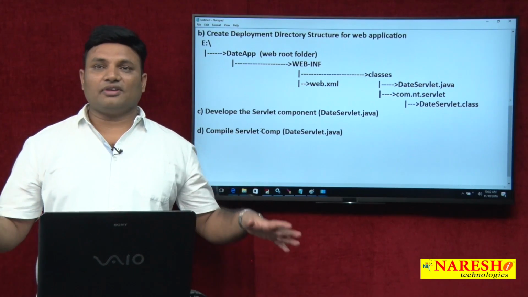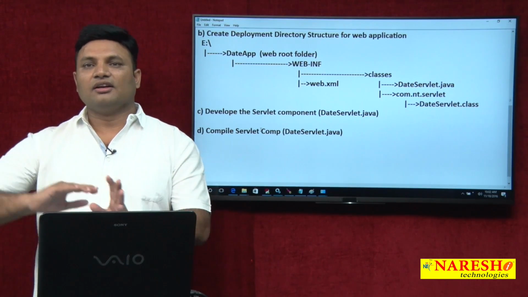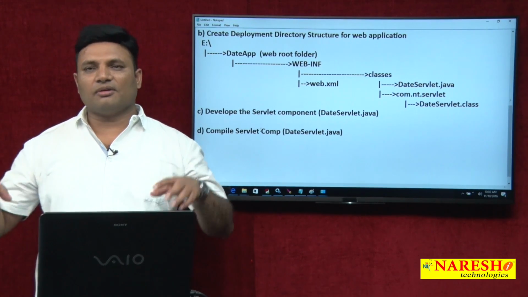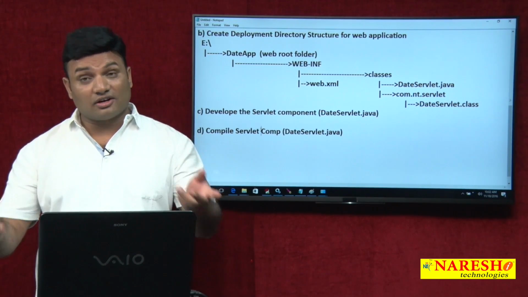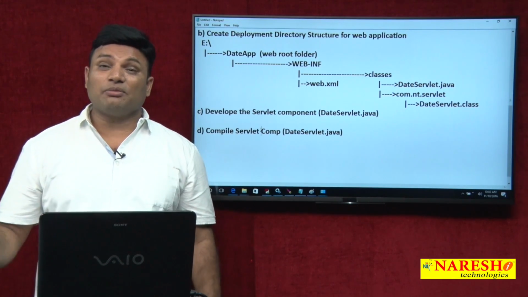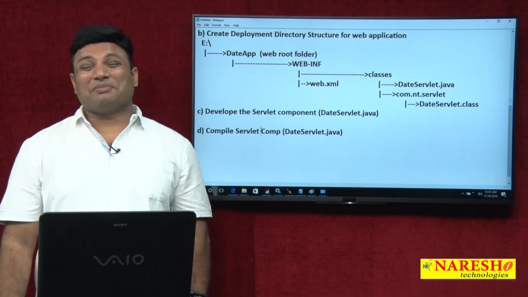Container taking care of the life cycle does not mean from compilation onwards. Once you give the .class file, the remaining process it will take care of. What is the remaining process? Loading the class, creating the object, managing the object, destroying the object. Whenever the need is there, calling various methods like the service method. That part will be taken care of by the container, but you have to supply the .class file. I have to compile it. But I cannot compile directly here.